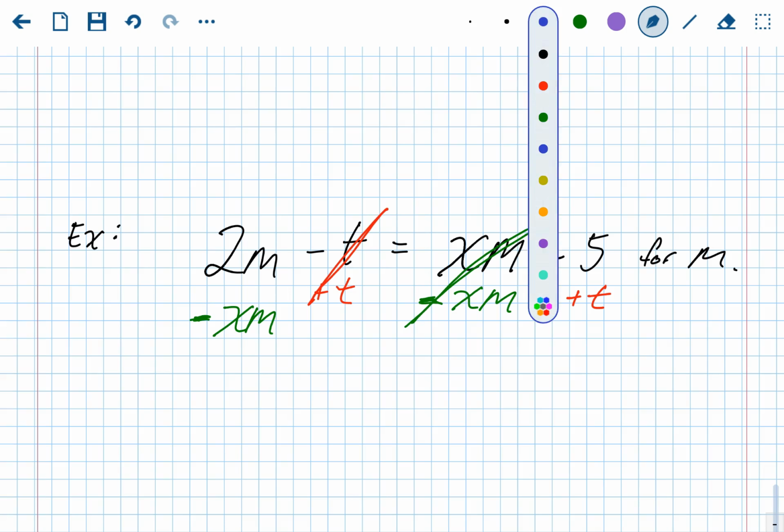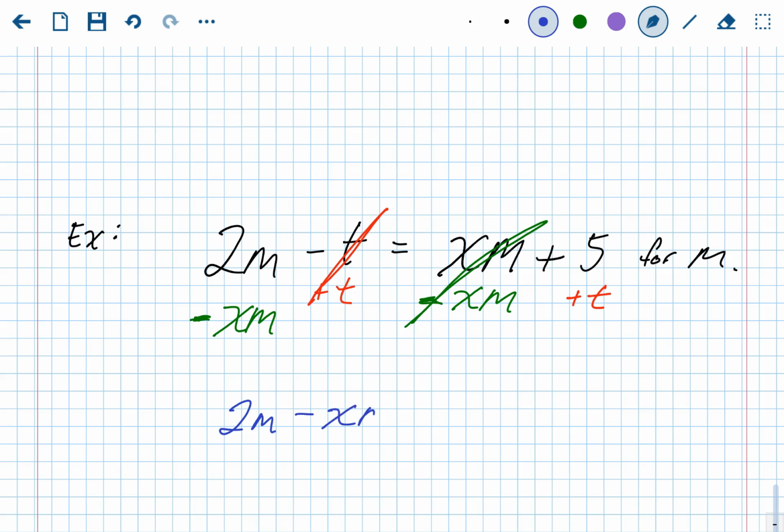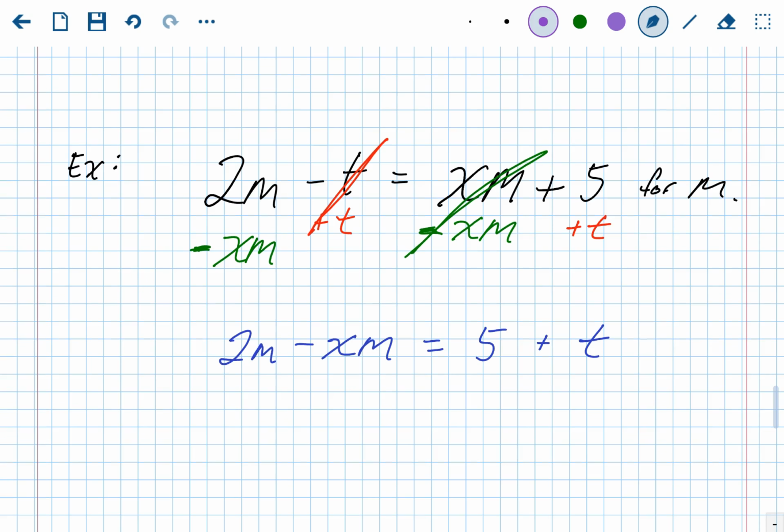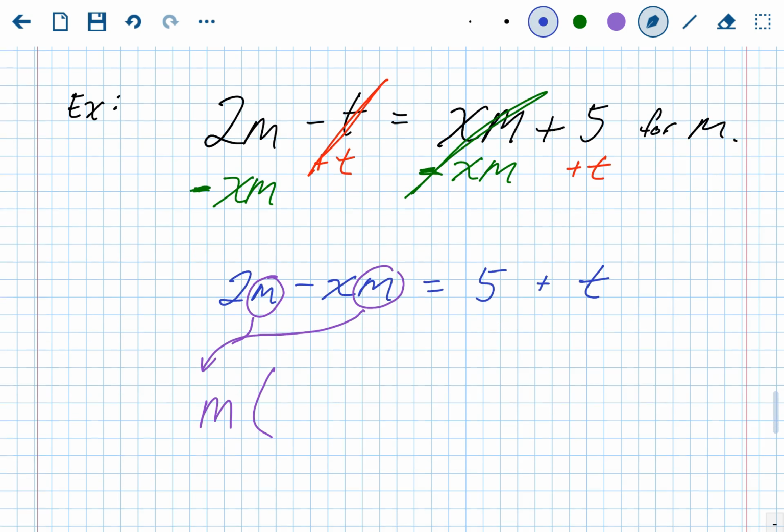Now what do I have? On the left side, I have 2m minus xm. We can't combine those because we don't know what x is. On the right side, we have 5 plus t. Again, we can't combine those because they're not like terms. So now we're going to use that backwards distributive property. Because both terms have an m, we're going to pull it out. The m goes out front, and whatever's left over goes in the parentheses, in this case 2 minus x. And it equals 5 plus t.